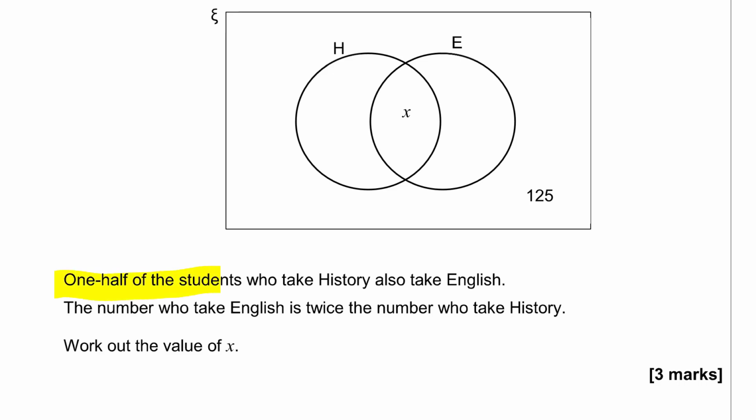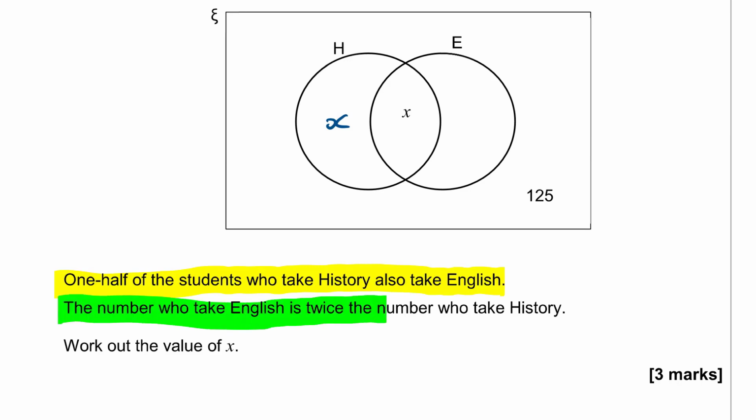So 1/2 of the students who take history also take English. So if half of the students who take history also take English, then half of them don't. So we've got another X over there. I've got X students who don't and X students who do. So our second statement says the number who take English is twice the number who take history.